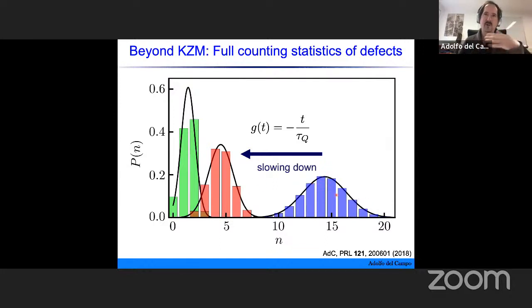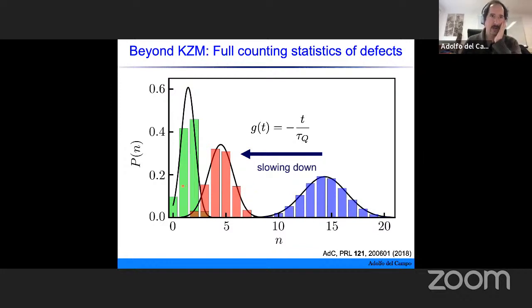So here is very slowly, here is a bit faster. Sorry. So this is very fast, this is fast, and this is more slowly. Here you see that when you drive the chain very quickly, the average kink number peaks at large values, and the distribution is also very broad. As you approach the adiabatic limit, the average kink number decreases, and so do the fluctuations.